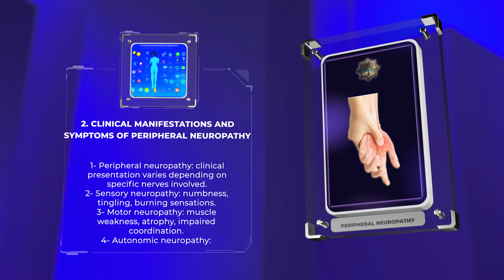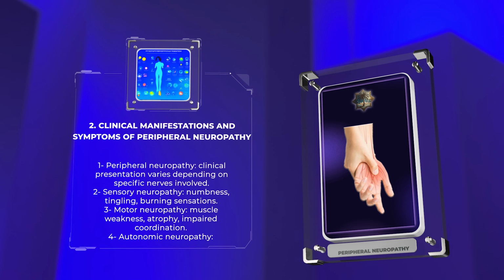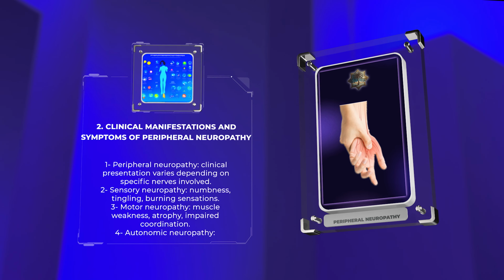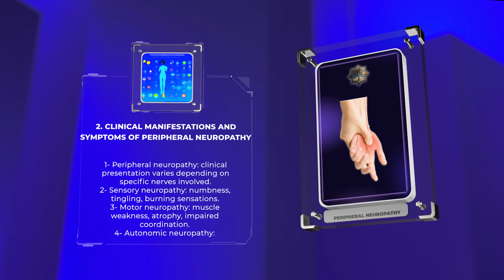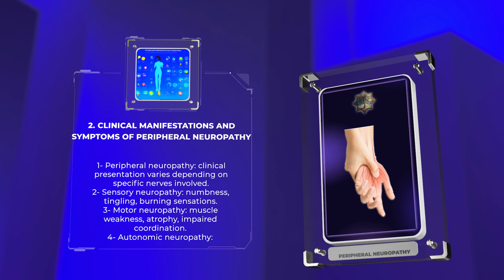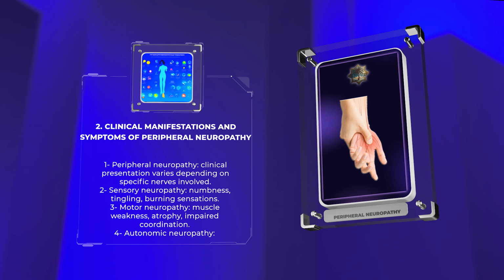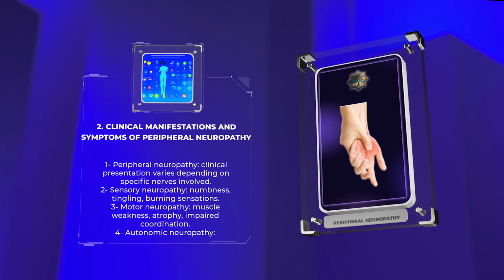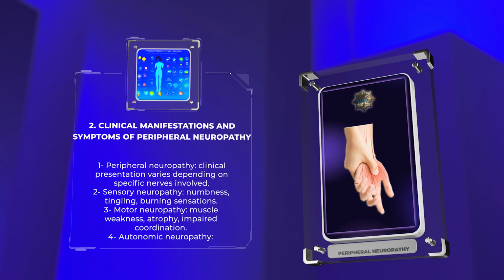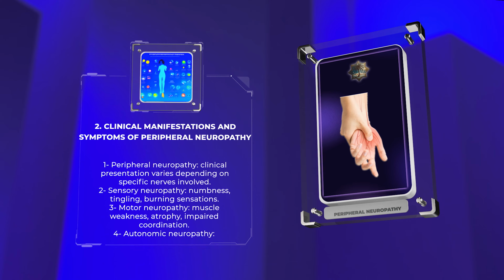Sensory neuropathy may lead to symptoms such as numbness, tingling, or burning sensations in the affected areas. Motor neuropathy can result in muscle weakness, atrophy, and impaired coordination. Autonomic neuropathy may manifest as abnormalities in blood pressure, heart rate, gastrointestinal function, and urinary control.